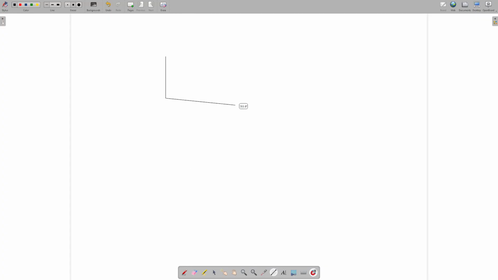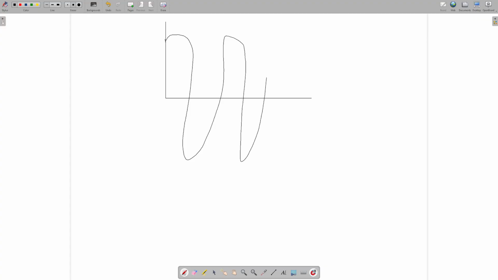This is y axis and this is x axis. If there is a signal like this of time period t, from here to here, okay, this is time period t.